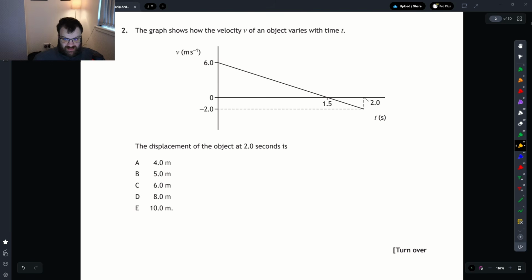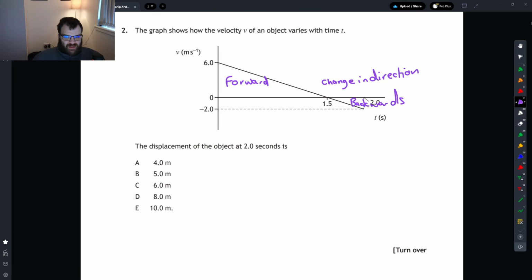Question 2, we're talking about the displacement. An important thing to note here is that at the point where we cross over the time axis, this is a change in direction. We have to treat each of these sections separately. So we're going to deal with the forward section first and then the backward section. It could well be that the object was moving backwards and then forwards, but I'm just doing this to keep it right in my head. So we're going to have half of the length, which is 1.5, times the height, which is 6, which is going to give us 4.5. And then the backwards one is half times the length, this time 0.5, times the height, which is 2. That's going to give you 0.5.